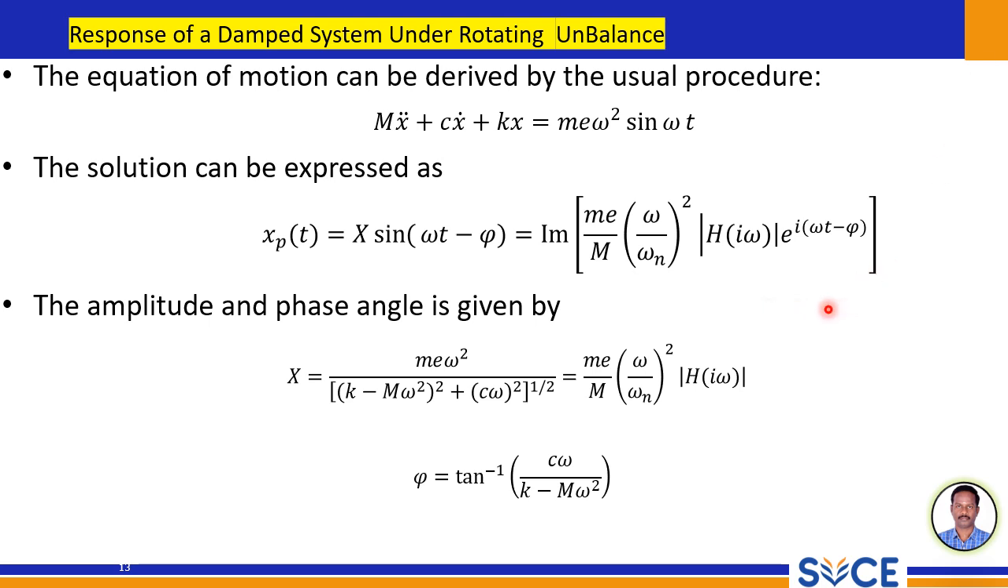The amplitude or intensity of the vibration is determined by this formula. Notice the term k minus m omega square. When the rotation speed omega is close to the system's natural frequency, this term becomes small, leading to a large amplitude. That phenomenon is called resonance. The phase angle phi tells us how much the system vibration lags behind the forcing function.